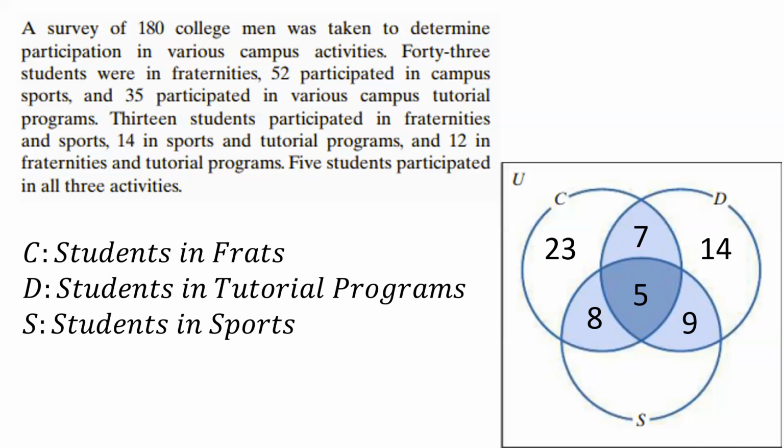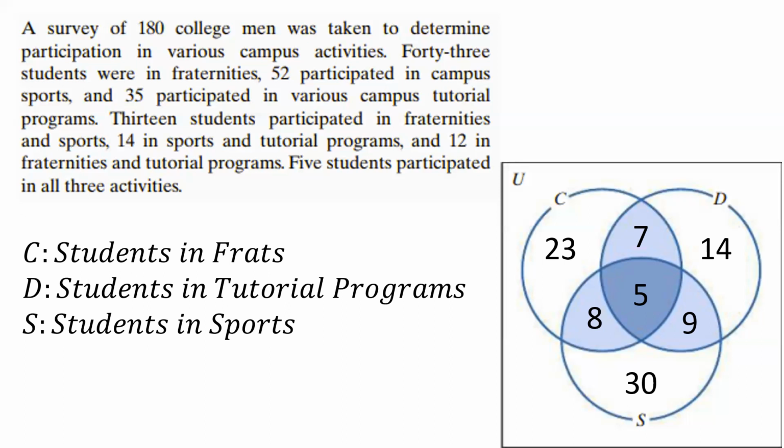Okay, and so I'm left with the students in sports. I add those things that are in my sports circles already. 8 plus 5 plus 9 gets me 22. And then I have 52 participated in campus sports. So I do 52 minus 22 gets me 30.